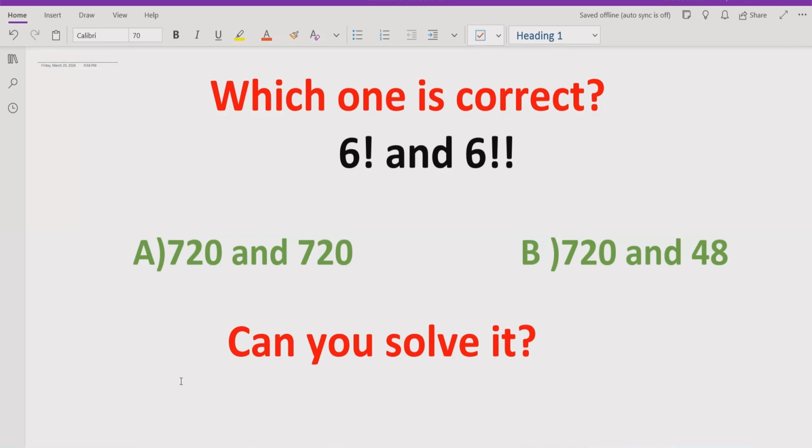Our quiz contains two parts. One part is 6 factorial and the other part is 6 double factorial. We have to find the answers to both parts and check which answer is correct. In the answer list, we have two options. One is 720 and 720, where the solution of both factorials is the same, and the other is 720 and 480. So we have to solve it and find out which answer is correct.